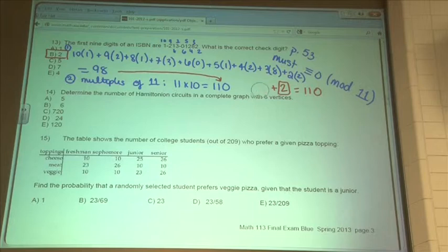Okay. So if 98 is our value, we have to use 11 times 9 equals 99. So we would do 98 plus 1 equals 99. There we go. So the correct answer should be A. Whew. Yes? Okay.